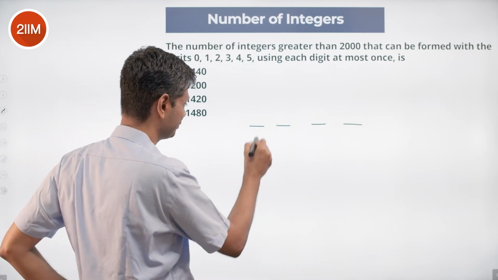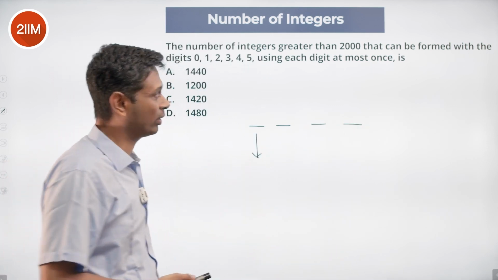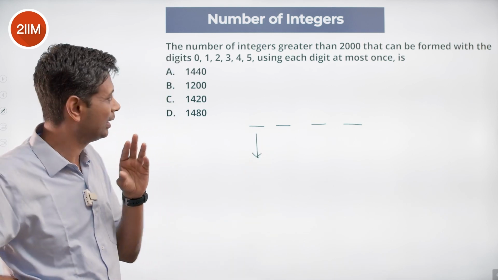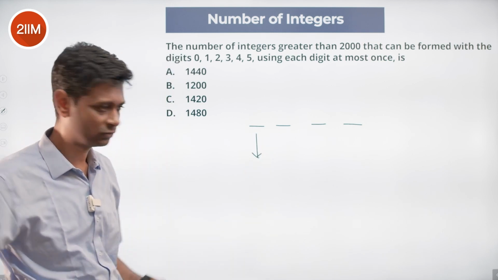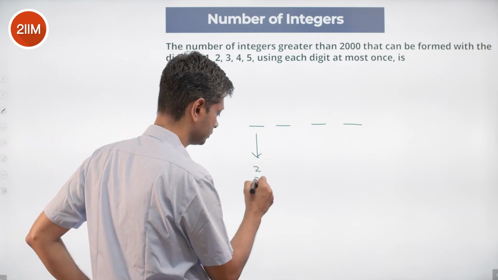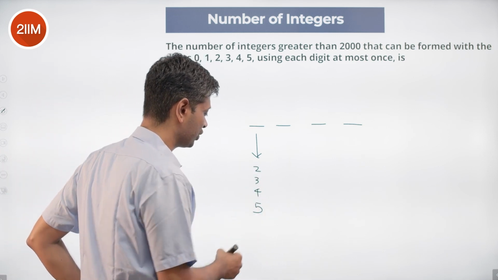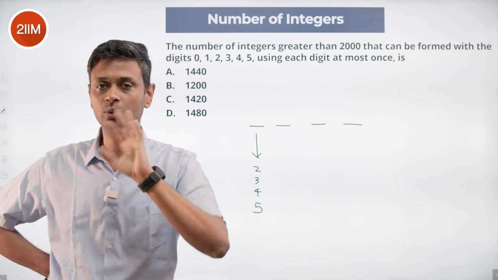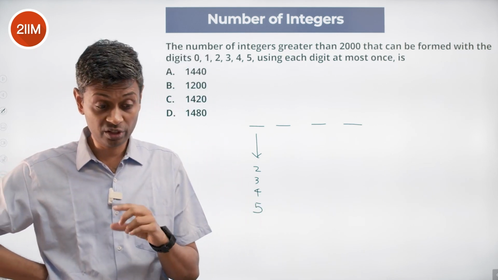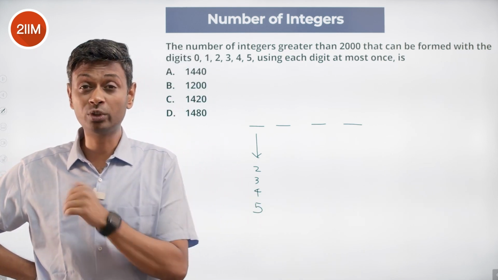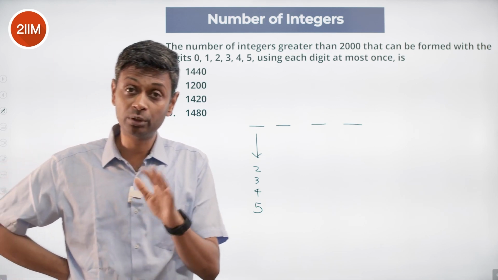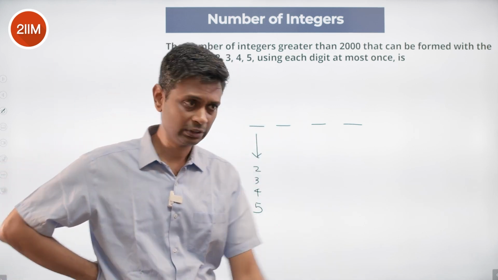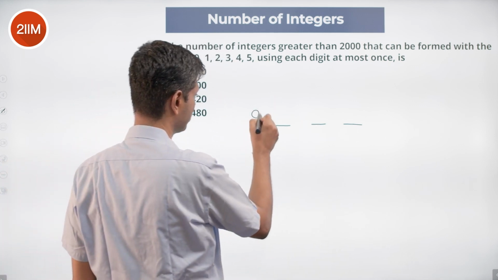The first digit cannot be 1. It can only be 2, 3, 4, 5. Very interestingly, if the first digit were 2, all possible numbers are more than 2000. So you don't have to worry about the first digit being 2 and not counting a few numbers. All numbers with first digit 2 will count. Right? So A, there are 4 options.